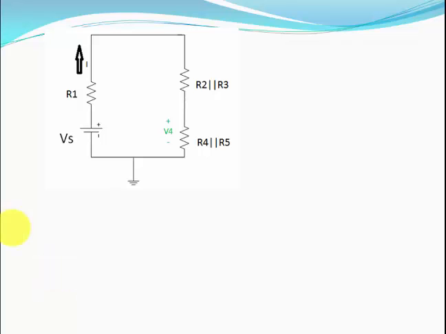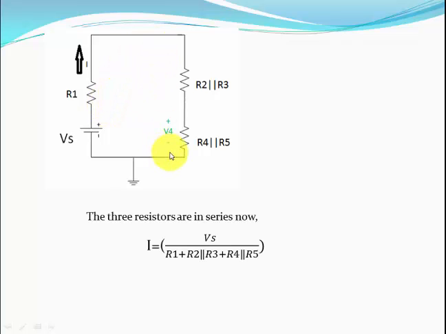Another question is, what is the current I? You know the total voltage is Vs. Total resistance is the sum of those three. So total current will be based on Ohm's law: total voltage divided by the total resistance. So here's the answer. This is the end of this section.